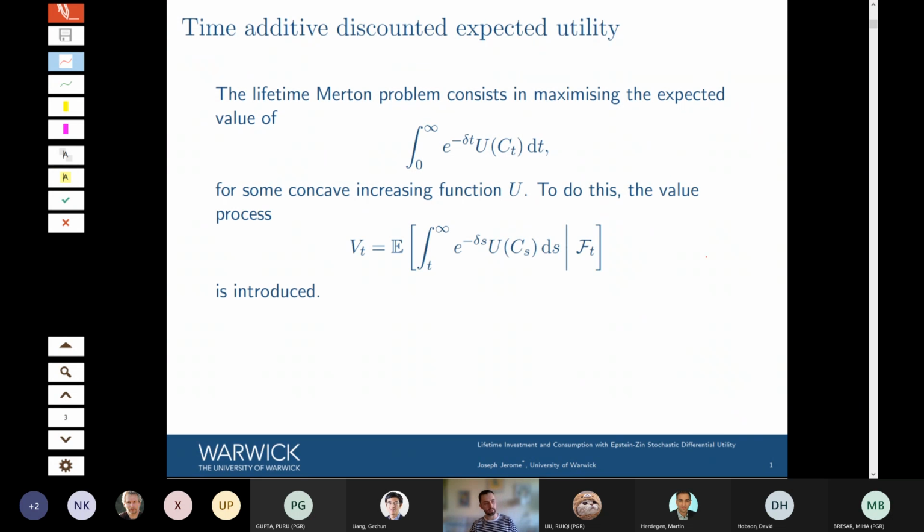To do this, the value process is introduced, and that's essentially the value of the problem starting from time t: the discounted utility of consumption from time t onwards.